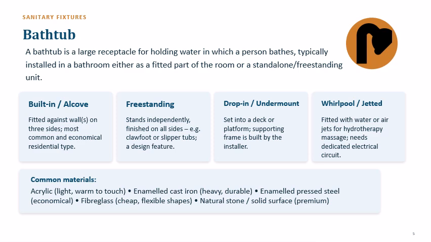Whirlpool or jetted is fitted with water or air jets for hydrotherapy massage, so it needs a dedicated electrical circuit. The common materials used for making bathtubs are acrylic, which is light and warm to touch, enameled cast iron and enameled pressed steel, which are economical, fiberglass, which is cheap and flexible shapes can be made out of it, and natural stone or solid surface, which is a premium one.